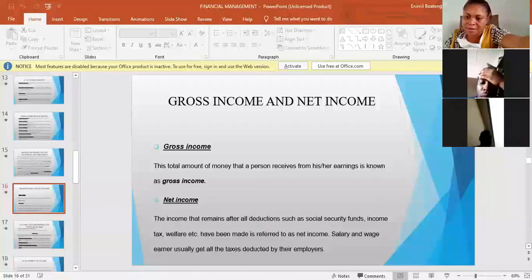Do you understand the net and then the gross income? Hello? Net and gross income.